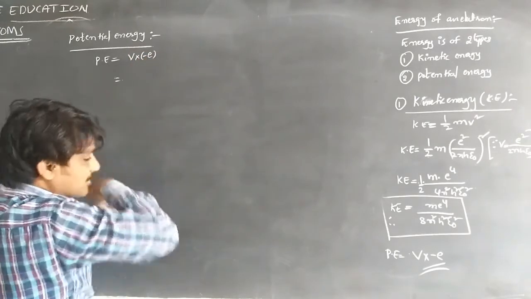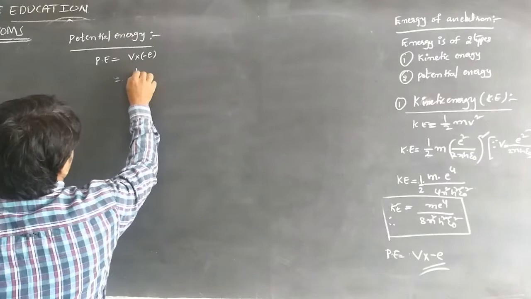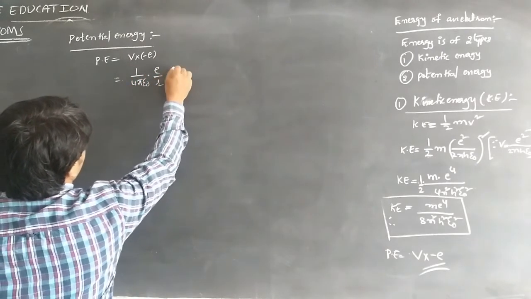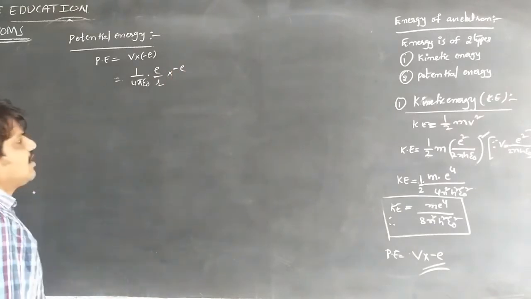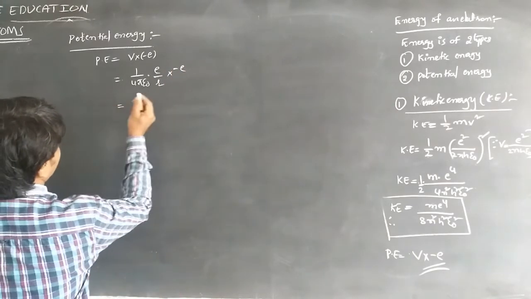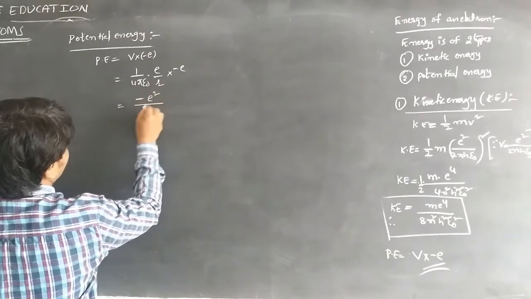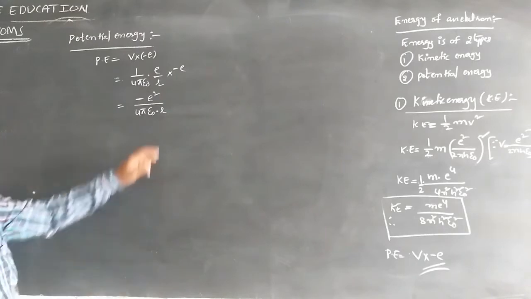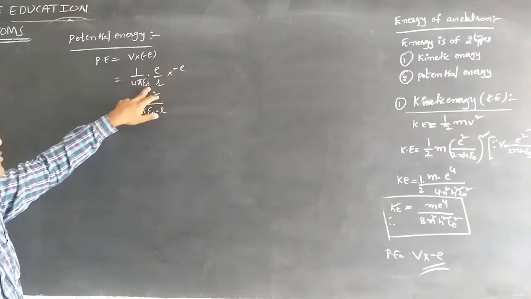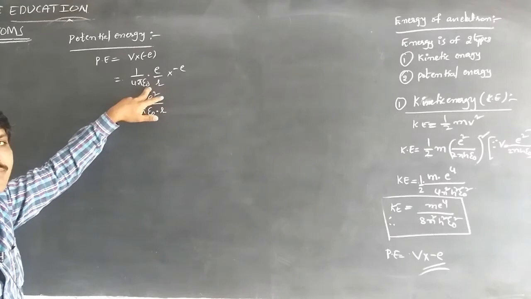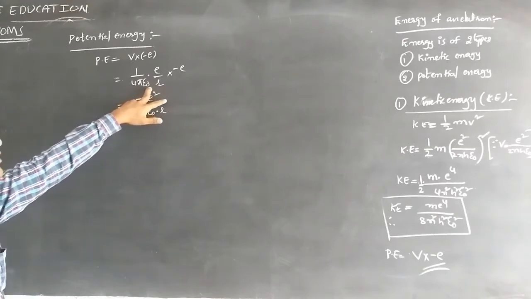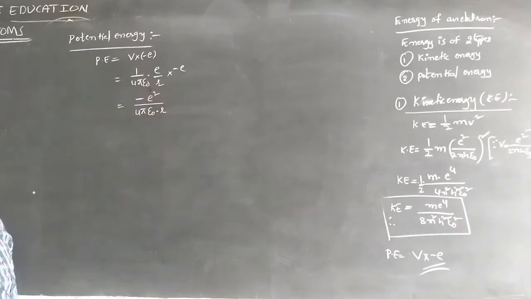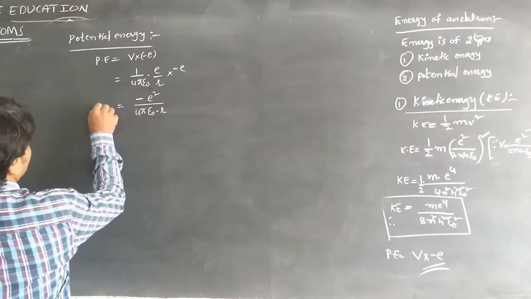From that equation we know that the potential is 1 by 4 pi epsilon naught into e by r, into minus e. From this equation we can write minus e square by 4 pi epsilon naught into r. This is the electrostatic potential equation, V is equal to 1 by 4 pi epsilon naught into e by r, where e is the charge and r is the distance between the 2 points. So that's why here the potential energy.